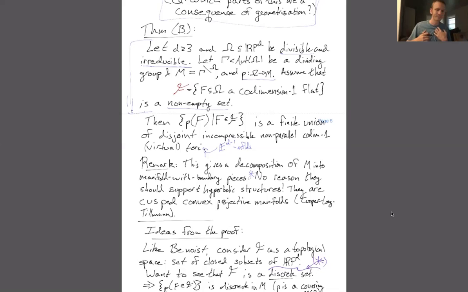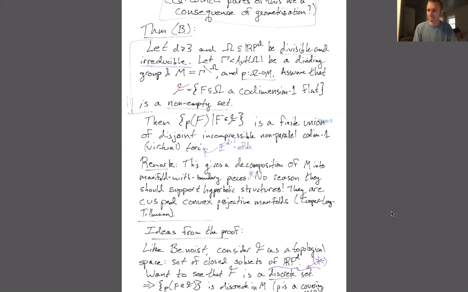And in general, not much is known about what you can say about these, which are called cusped convex projective manifolds, a thing described by Cooper, Long, and Tillmann, and classified by Ballas-Cooper. Well, the cusps are classified by Ballas-Cooper and Leitner. What the manifolds globally look like is not well understood. Okay, so that's the theorem.